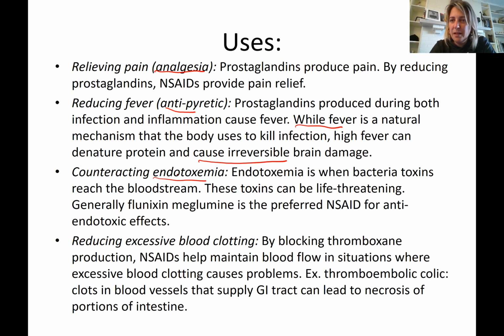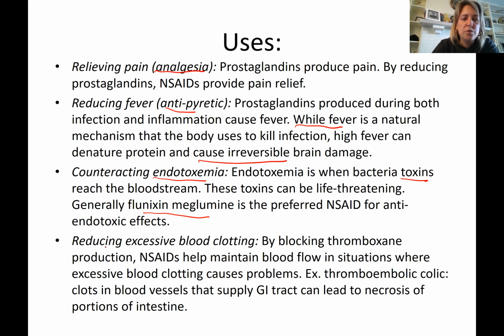Another use is counteracting endotoxemia. We're going to study endotoxemia later on, more towards the end of this class. It's when bacteria, more specifically gram-negative bacteria, release endotoxins upon their death or their multiplication. These can be life-threatening. They cause very severe problems with the cardiovascular system, disseminated intravascular coagulopathies, and a lot of other problems. Banamine is the drug of choice, as an NSAID, to be anti-endotoxic. It doesn't prevent; it just binds to the toxins.